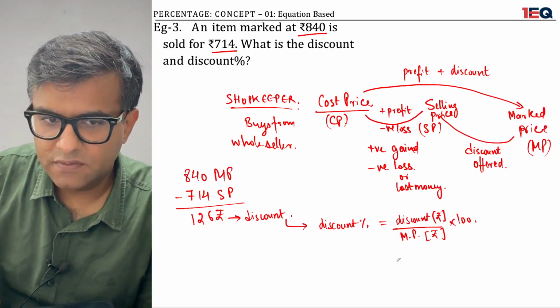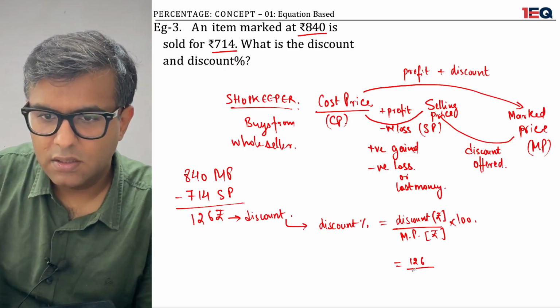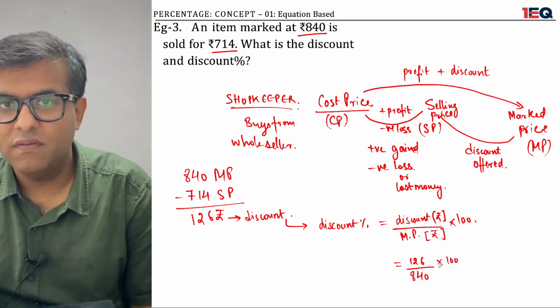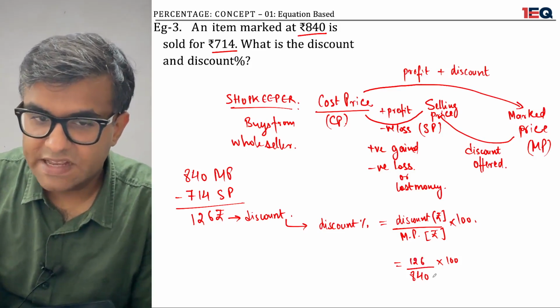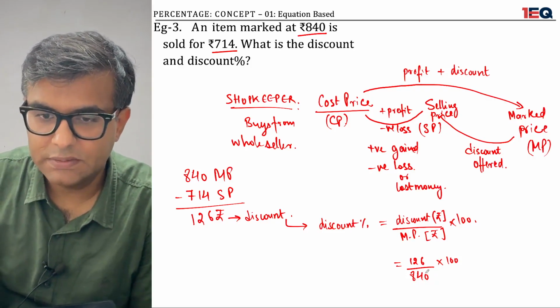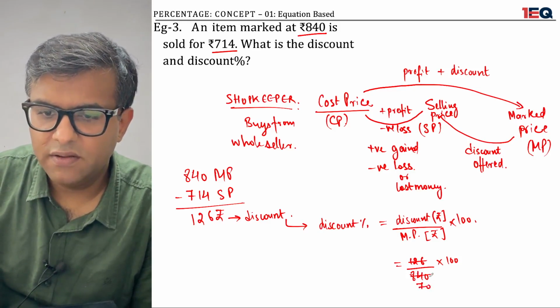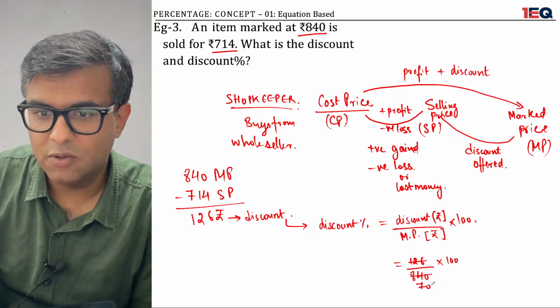So the discount percentage would be 126 divided by the mark price, which is 840. Do not commit the mistake of having 714 in the denominator, because that is the selling price, not the mark price. I am cancelling it. 7 or maybe 12. Okay, 12 sevens are 84. This is not going by 12. Okay, so this is how mistakes are made.